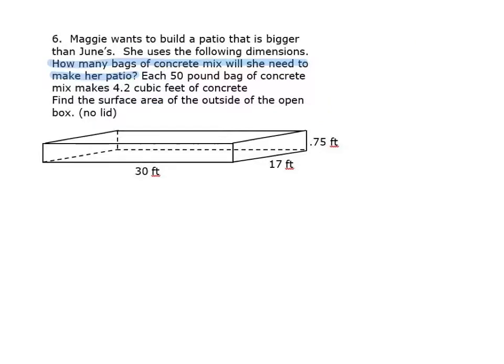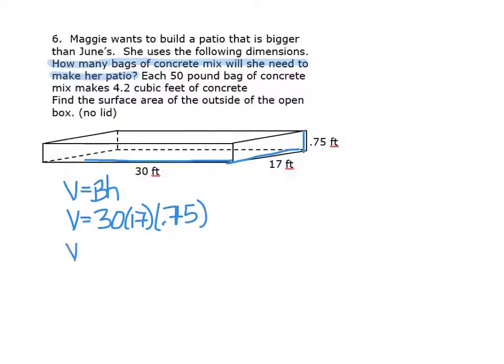So in this problem, the first thing we want to know is how many bags of concrete mix Maggie needs. So we need to find the volume. Volume is going to be equal to the area of the base times the height. So for this problem, we have our area of the base, which would be a rectangle, 30 times 17. And then we have the height of our prism, which is 0.75. Make sure you include that decimal.